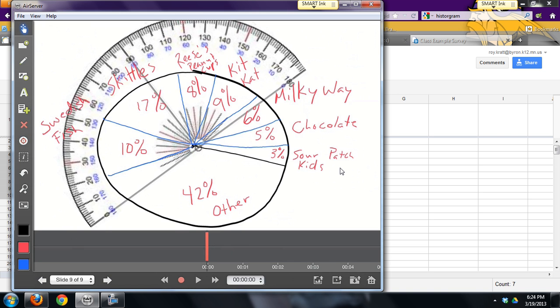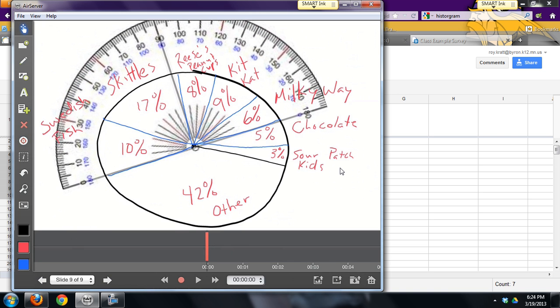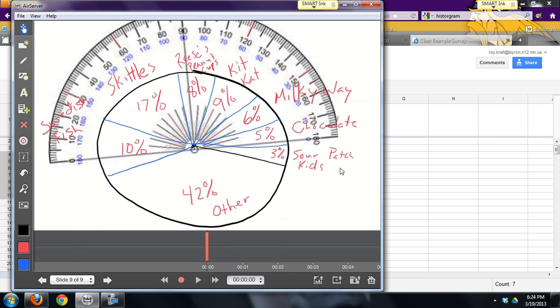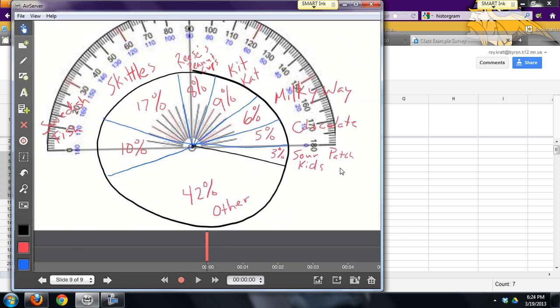Okay, so let's go to our Milky Way first. This would be 21 degrees. So we see here we're just over the 20, so that's pretty close. And there's my 6% for Milky Way. And then we'll go to the chocolate. And this was supposed to be about 18 degrees, so we're just less than 20, so that's pretty close. And there's my 5% for chocolate, 6% for Milky Way.